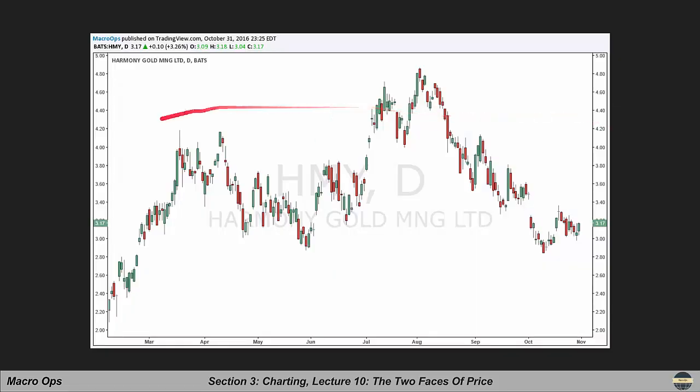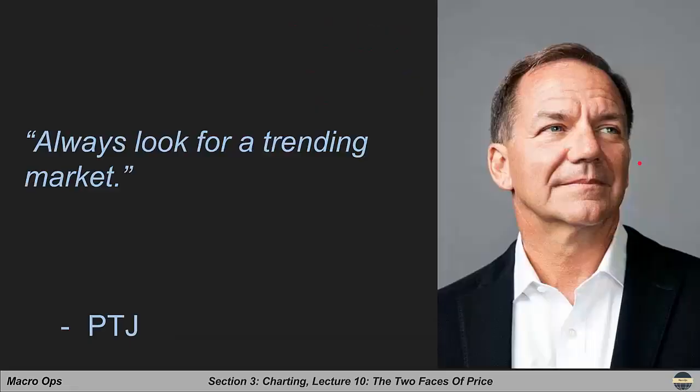So if we take a look at Harmony Gold Mining in this scenario, we don't want to be in this market. We just see a bunch of consolidation. The market is trading at 317 in November here, the same price it was trading in March of the same year. So this is frustrating a lot of people as neither bulls nor bears are making any money.